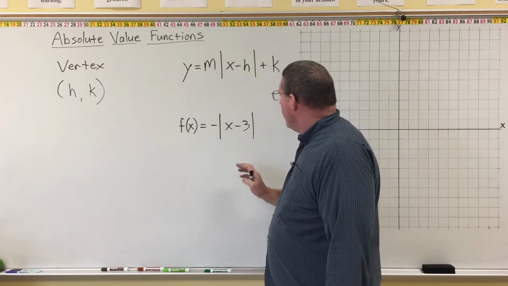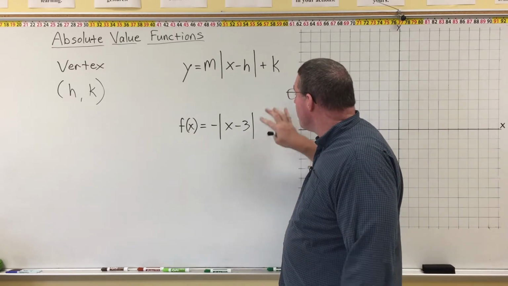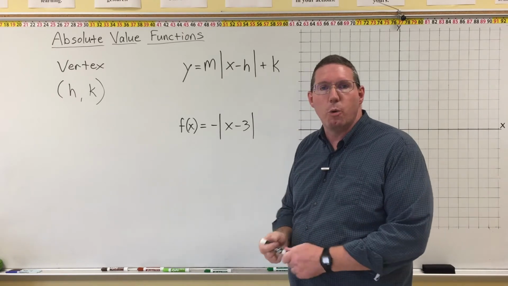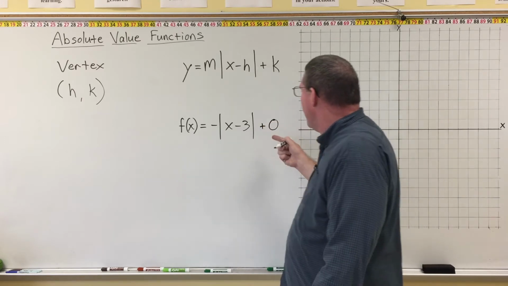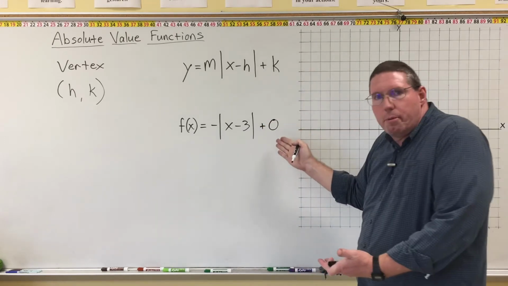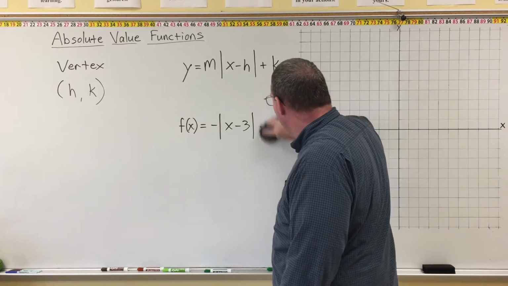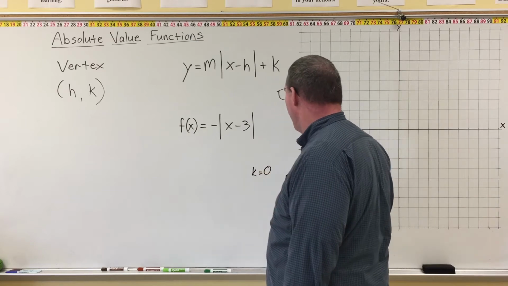All right, so the next thing you might say is, well, there's no k on here. Okay, when there is nothing on the end, that just simply means that k is equal to 0. Because if we had a plus 0 on the end here, why would we write plus 0? So we don't write it when it's 0, and we just understand that k is equal to 0.